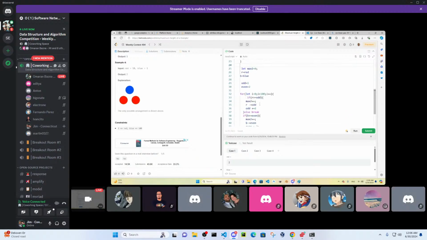Yeah, very simple. Why did you create a b and an r variable? Why not just use red and blue? Because if you subtract from red and blue, you cannot use them in the second block. Oh, yep. Gotcha.